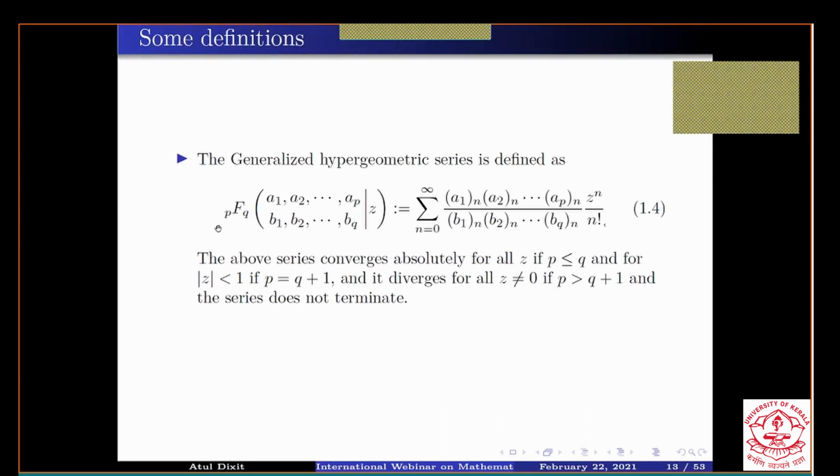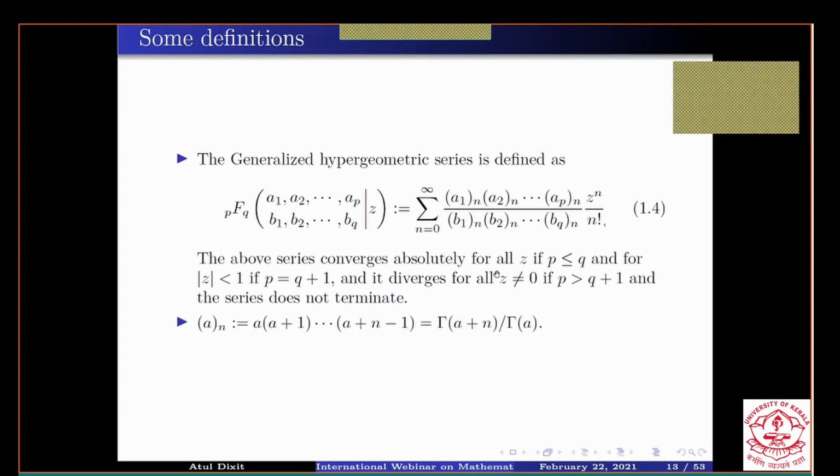The nice thing is that if you are using 1F1 or 1F2, these are the only two functions which we will be making use of. That falls into this first category. 1F1 falls in this category because p is 1, q is 1. So it is convergent absolutely for all z, and uniformly on all compact subsets of the complex plane. And p equal to q plus 1 is something which I don't think comes into our use. We have only 1F1 and 1F2. So the convergence is always absolute.